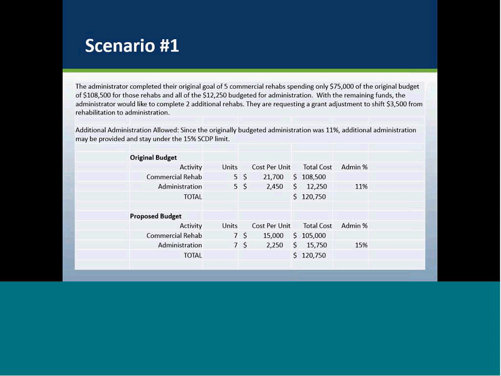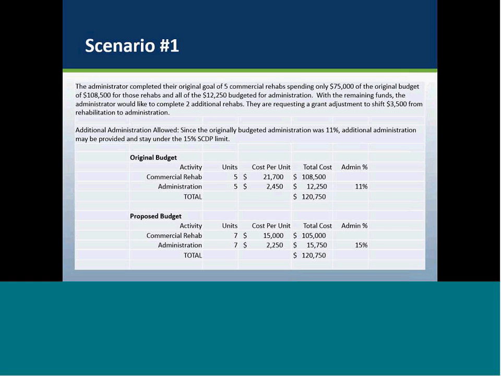Before you send your grant adjustment, it would be good for you to run some numbers. In this scenario, if you run the budget, the admin would come up to 11%. The proposed budget would increase the units to 7 units. Your cap is at 15%, so it's within the limits. So this would be something that you can send in to your rep for approval. It all depends.